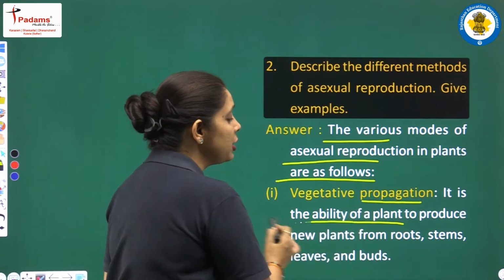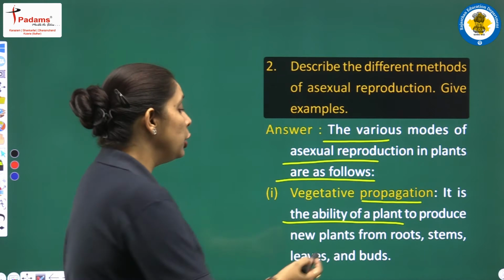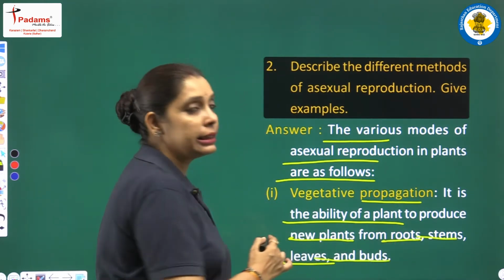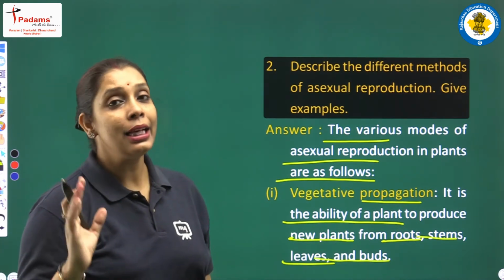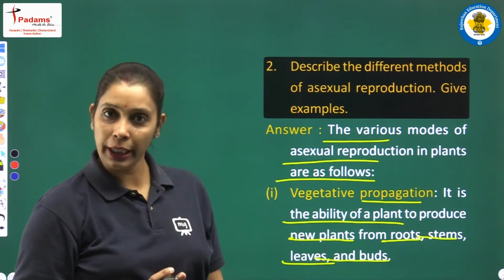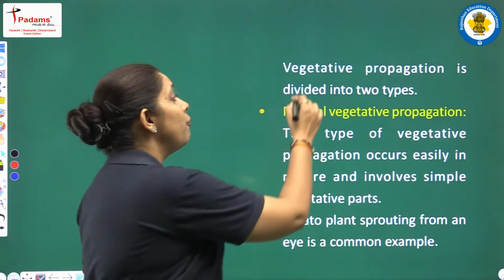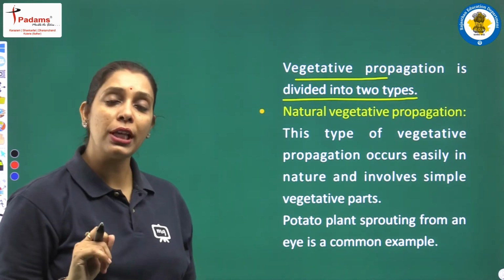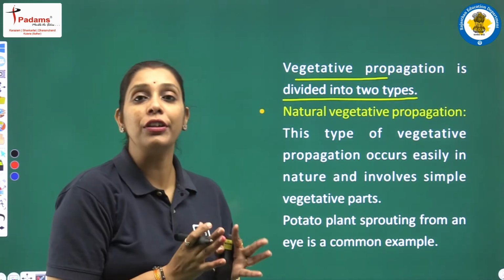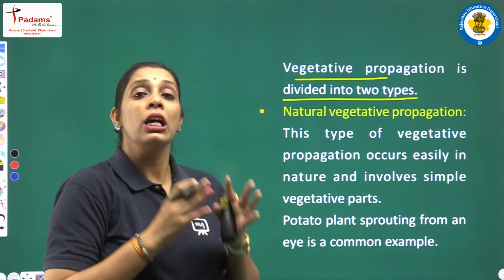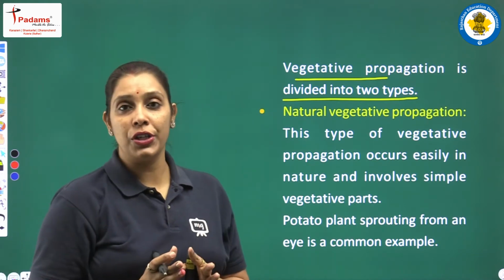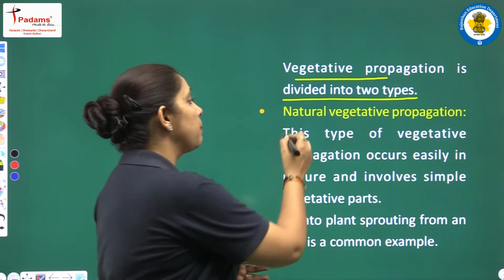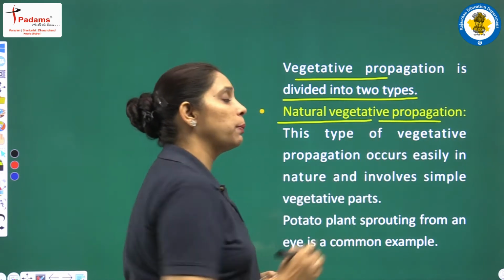It is the ability of a plant to produce new plants from roots, stems, leaves and buds. And students, these parts are known as vegetative parts of a plant. Okay, further we will write vegetative propagation is divided into 2 types. Yes, I told you in the chapter that vegetative propagation happens naturally maximum time, but we are performing it artificially. That means we are doing it manually. Okay, so first we will write about natural vegetative propagation.